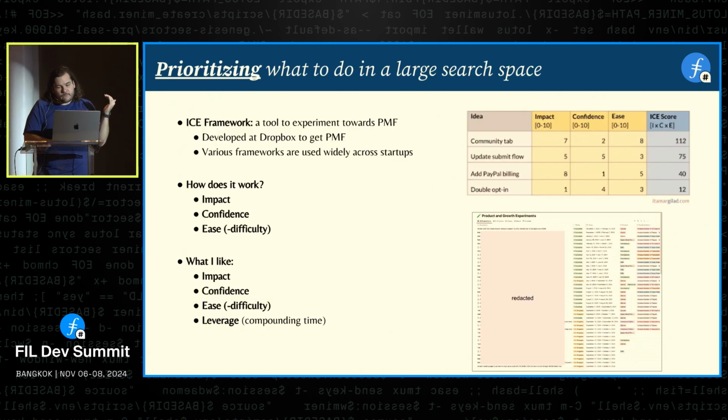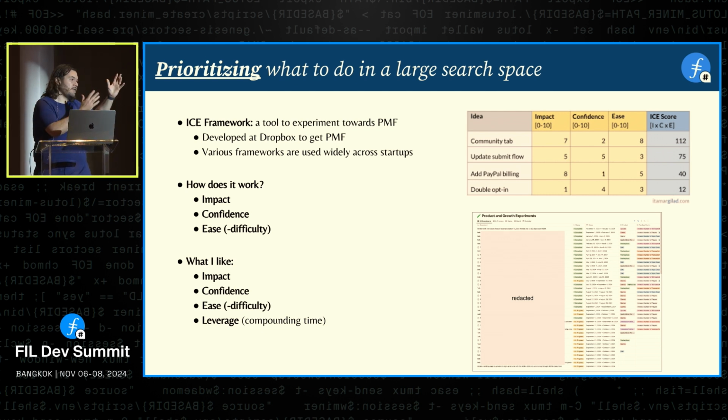Now, one note on prioritizing: there are lots of different frameworks out there. I think the network needs something like the ICE framework. I like this one because it's very, very simple. You just rate ideas in terms of the impact that they might cause, the confidence that you have in that impact, and how easy it is to do. And then you use those scores to prioritize. Lots of startups use these kinds of things. There's a bunch of other frameworks, but we just need something that the whole network can use.